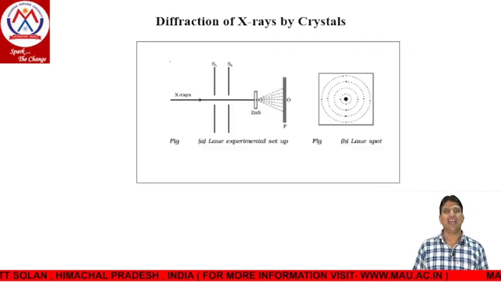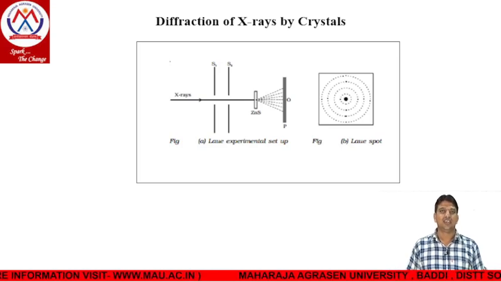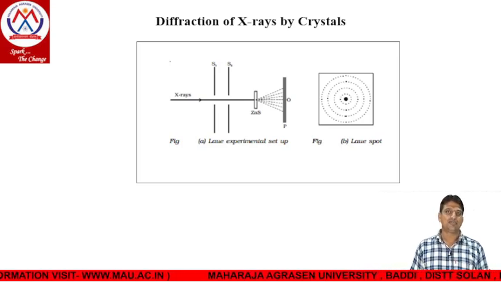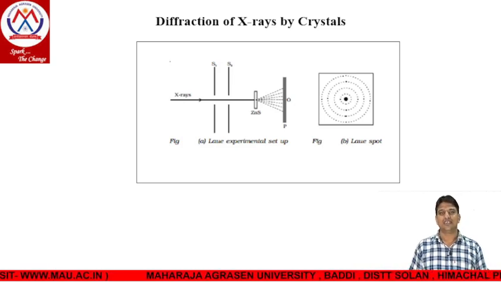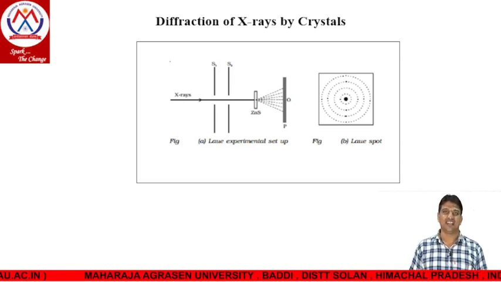Then diffraction of X-rays by crystal. In 1912, Max von Laue found that the distance between atoms of a crystal is of the same order as the wavelength of X-rays. Then they concluded that when X-rays pass through the crystal, the crystal acts as a diffraction grating.